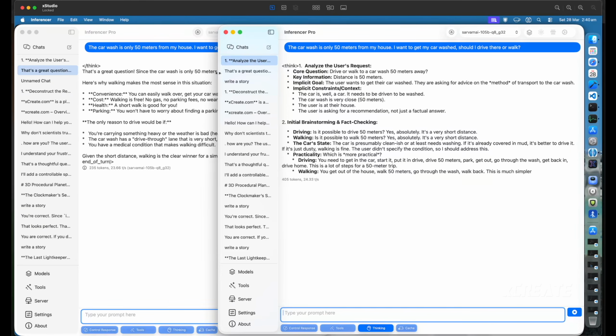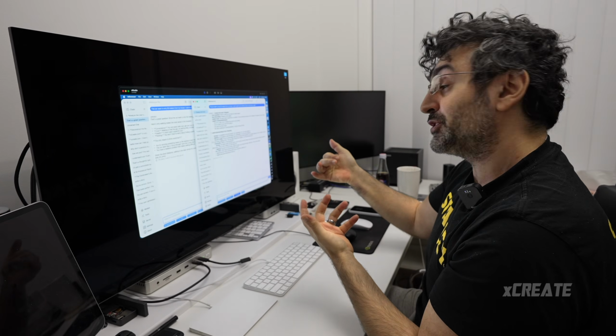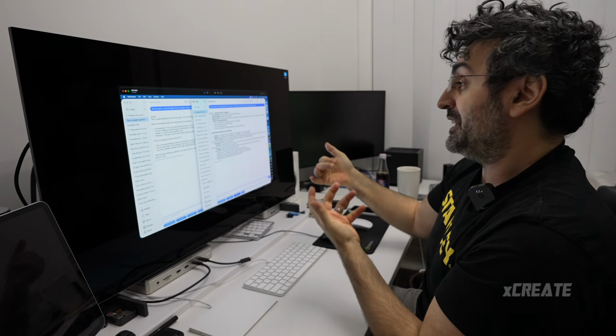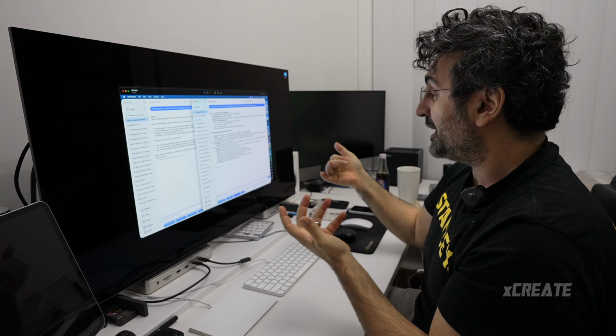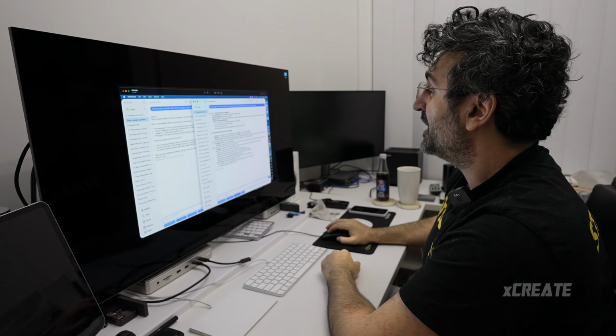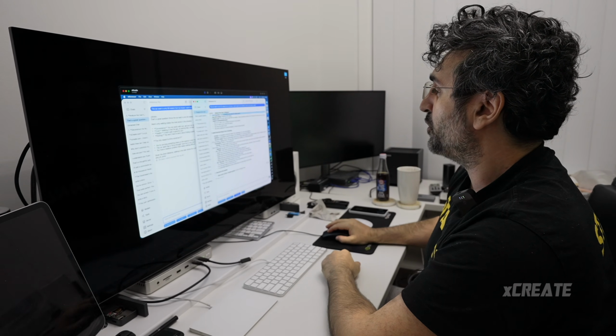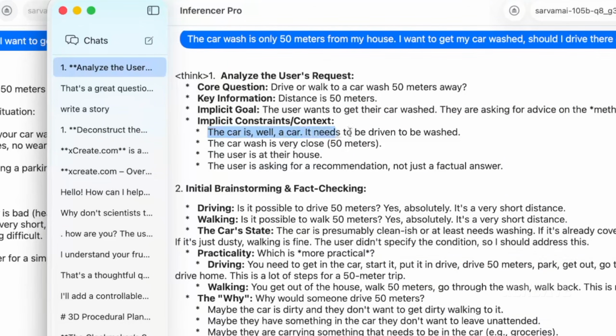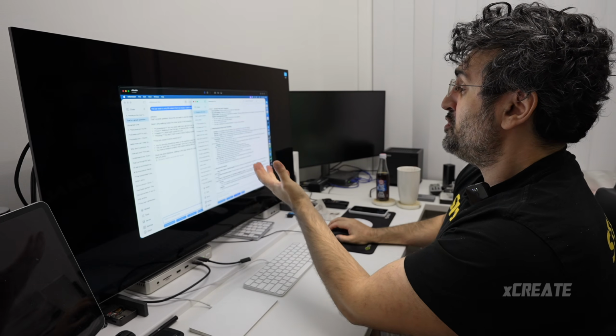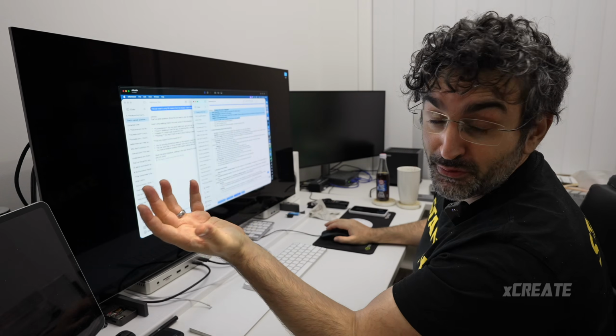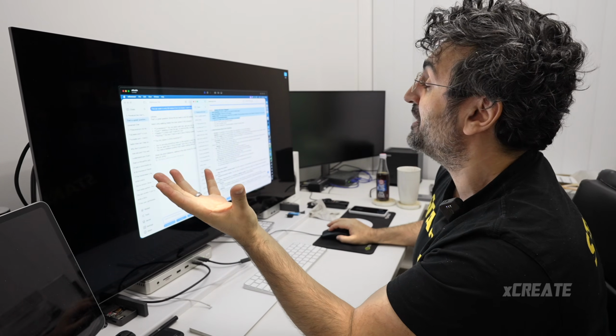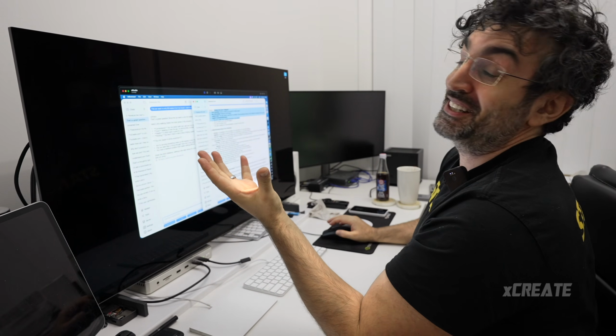Now, this was a prompt that went around Reddit a couple of months ago, and this is a new model, so hopefully they would have this trained on their data. So it's analyzing the user request, drive or walk. The car is, well, a car. It needs to be driven to get washed. Within the first 5 lines, it knows straight away.